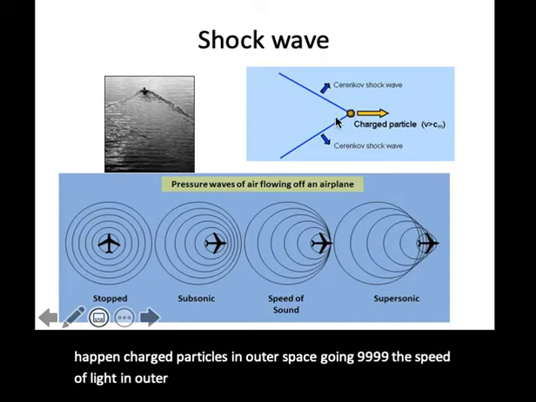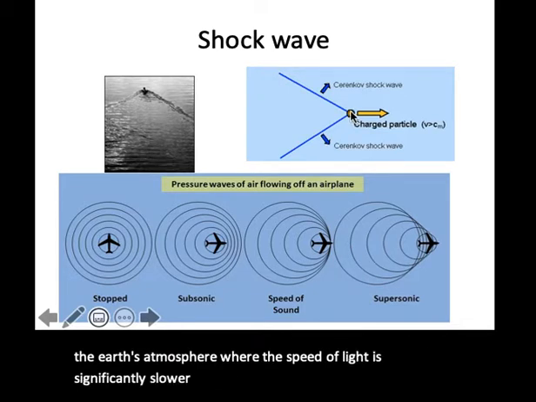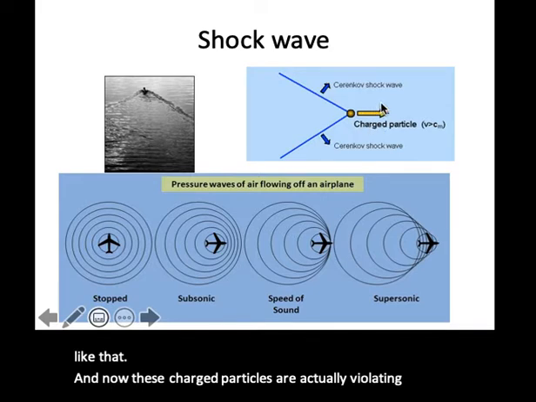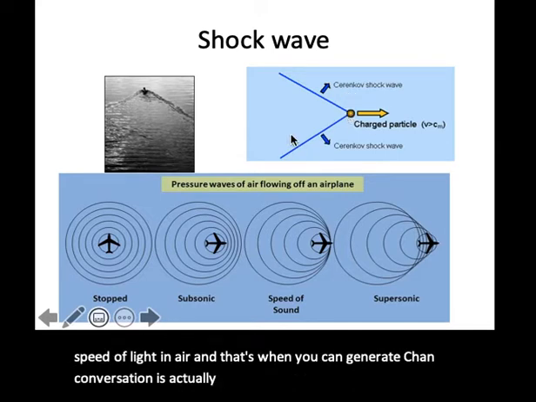Those charged particles hit the Earth's atmosphere where the speed of light is significantly slower. It's like maybe 10% slower or something like that. And now these charged particles are actually violating the speed of light in air. And that's when you can generate Cherenkov radiation. There are plenty of examples of this.